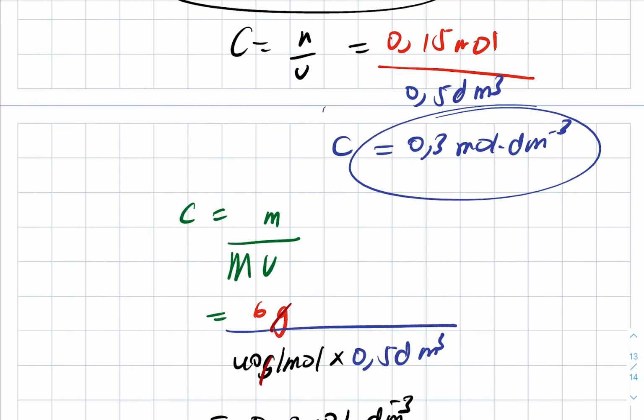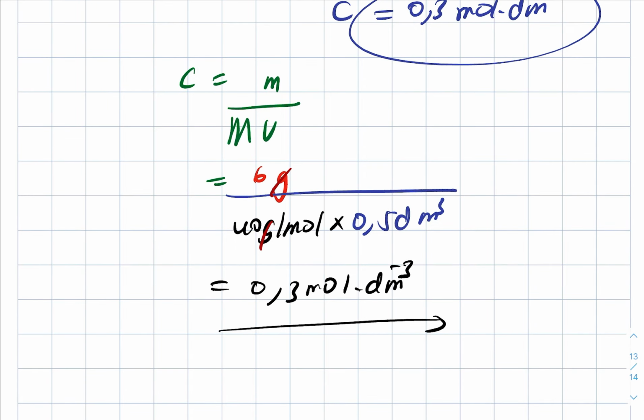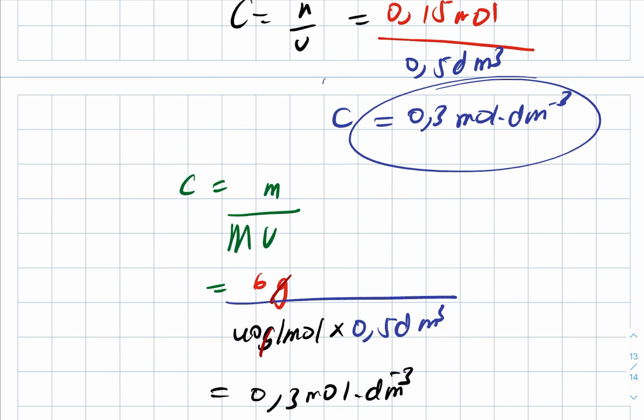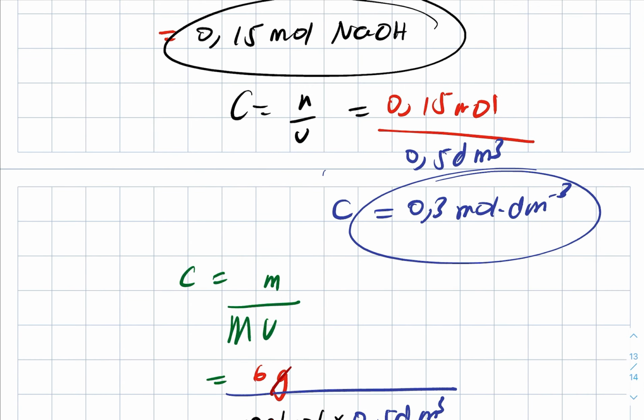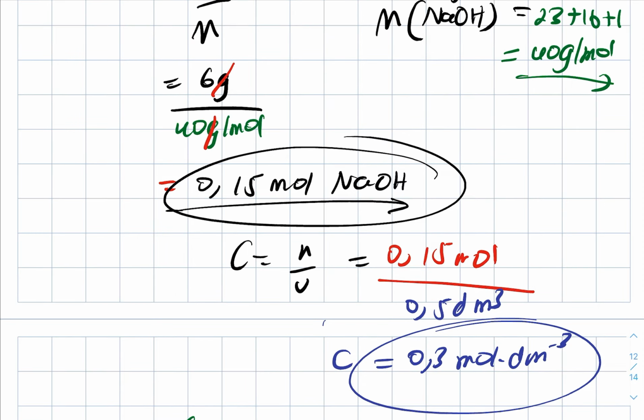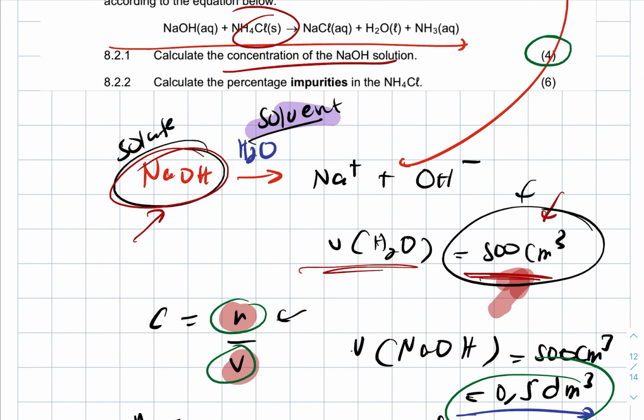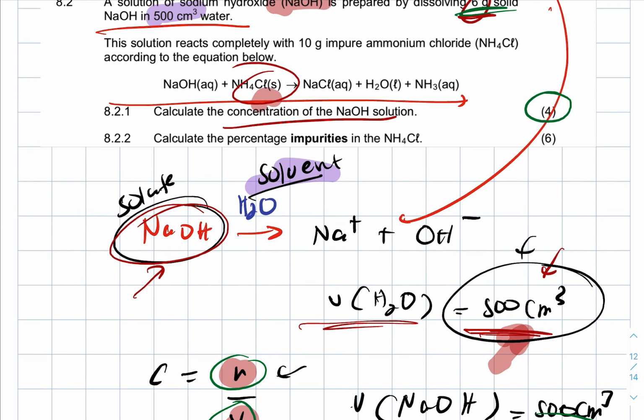All right. So these 0.5 mole, the 0.5 mole, where are they? These ones. 0.15 mole of sodium hydroxide. We're going to come back to them in a second, I'm sure, in the next question. All right. Let's take a look at the next question.